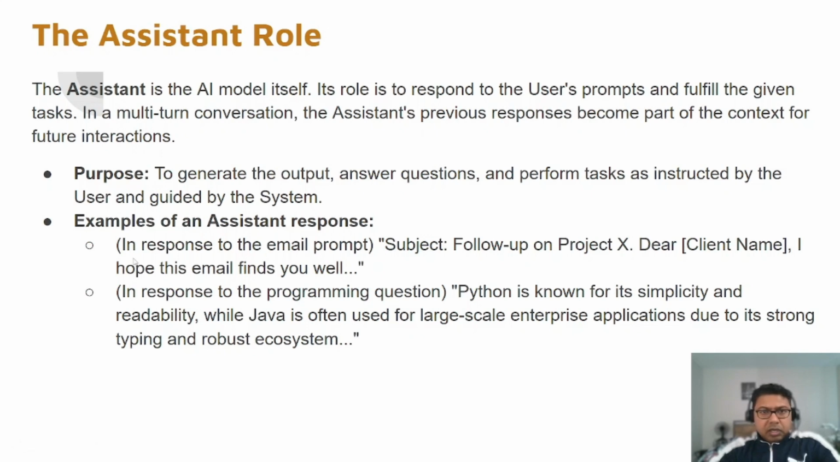Example, in response to the email prompt: subject. So we asked, right, to write a professional email. So the response is: Subject: Follow up on project X. Dear client name, I hope this email finds you well. So this response is coming from the assistant role. As we said, the assistant is nothing but the model itself. To the second question, where we asked what is the difference between Java and Python, the assistant role has responded back saying Python is known for its simplicity and readability and so on. So the AI model itself is playing the role of assistant.